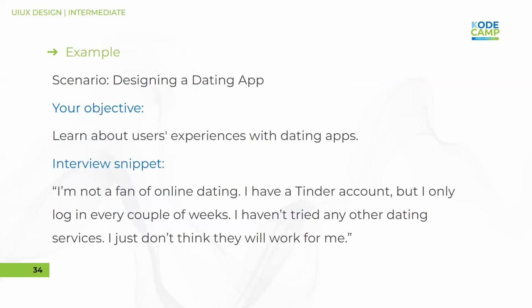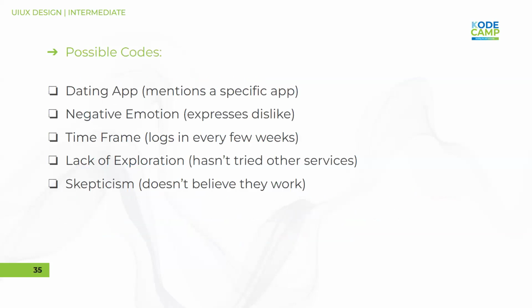So, for example, you are designing a dating app, and our objective is to learn about users' experience with dating apps. One of the persons you might interview might say, "I'm not a fan of online dating. I have a Tinder account, but I only log in every couple of weeks. I haven't tried any other services. I just don't think they will work for me." So we are trying to give codes to this. Possible codes: dating app, where you have to mention the specific app. What dating app is that?